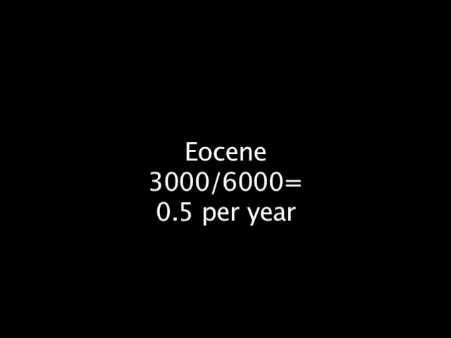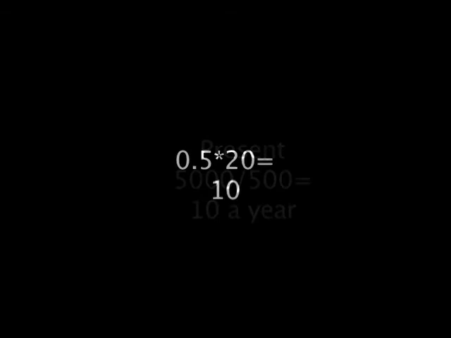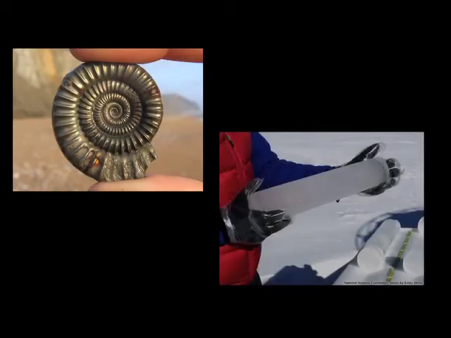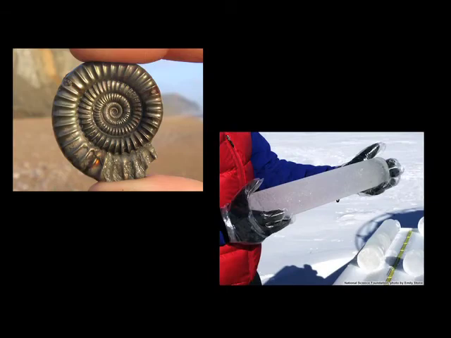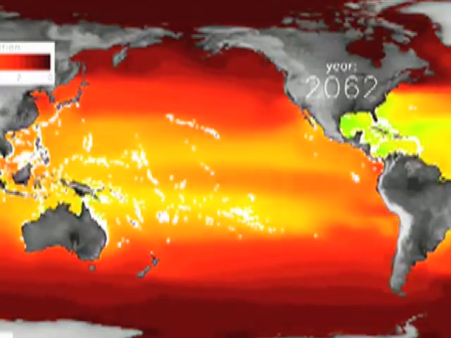We are currently on a course to increase atmospheric CO2 levels by 5,000 petagrams in roughly 500 years, a rate which is 20 times greater than what has been discovered based on fossil records and ice core samples of the Eocene period. This increase may make it difficult for our planet, mainly the ocean, to adjust.